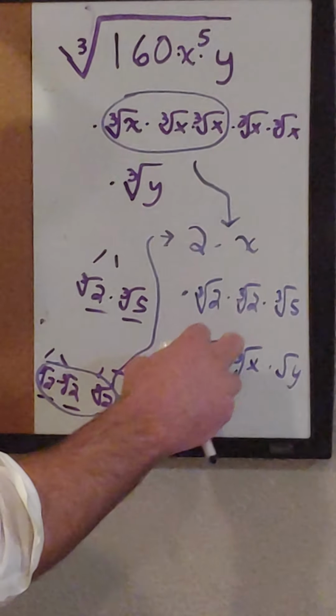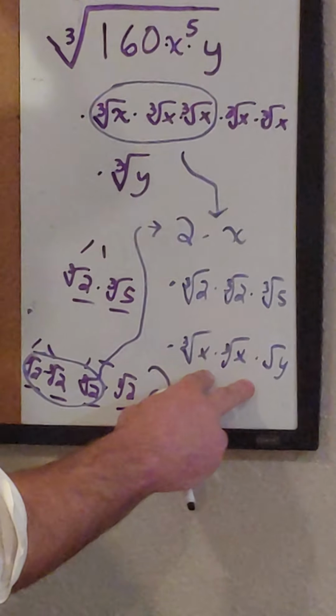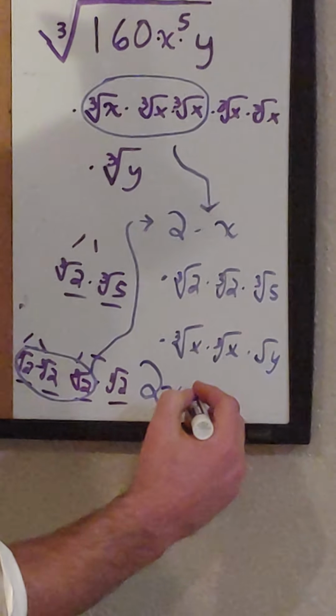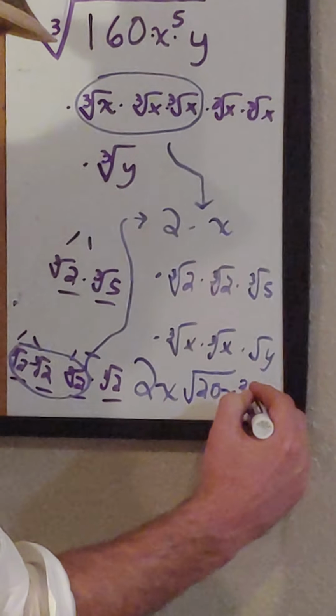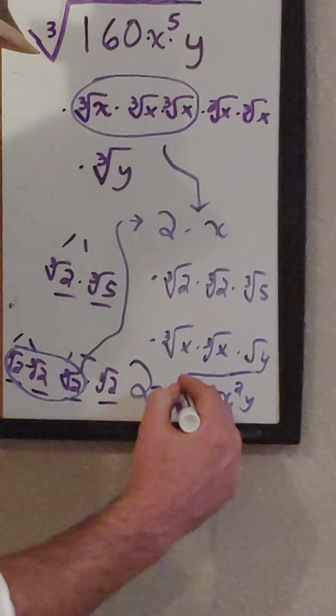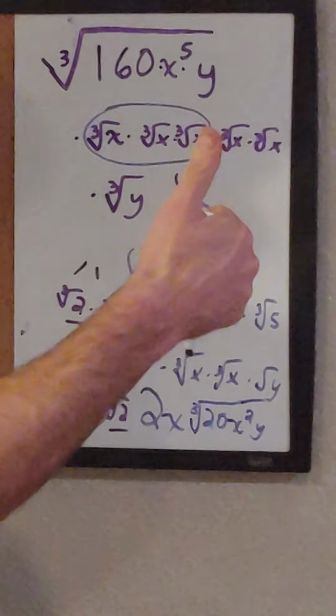And we're going to go ahead and multiply 2 times 2 times 5. So it's going to give you 20x to the second y. And we're going to put that all inside of a cube root. If you managed to get that, you're doing some college algebra.